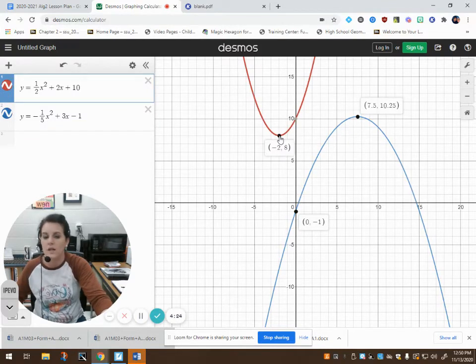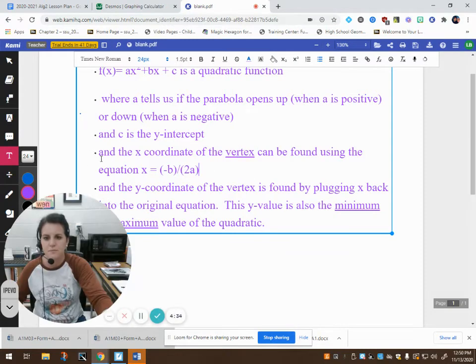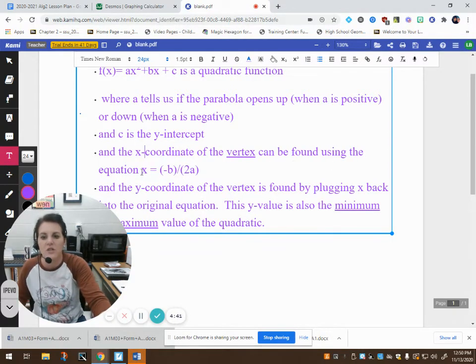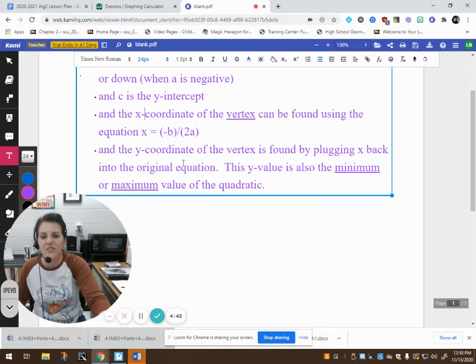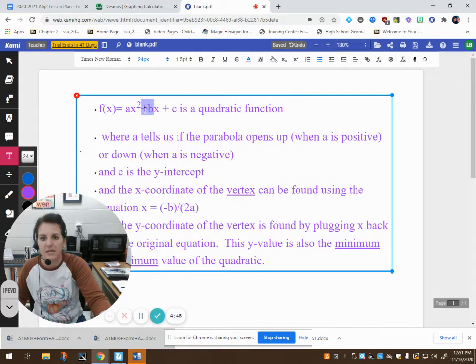So what we want to know is how can I just look at the equation, if I don't have Desmos here, and find the coordinates of this vertex? Well, there's a formula that we can use. To find the x-coordinate of the vertex, we use the equation x equals -b all over 2a. So we take the opposite of this b value. If it's a negative, we make it be a positive. If it's a positive, we make it be a negative. And we divide it by 2 times whatever is here in front of the x squared term.